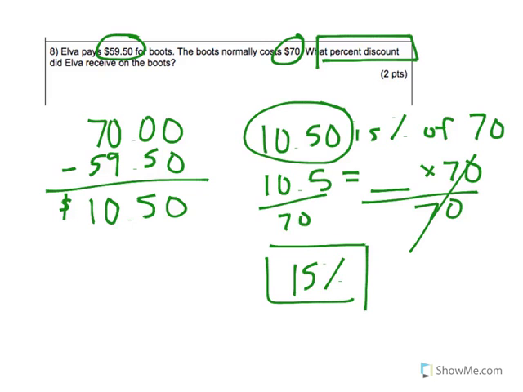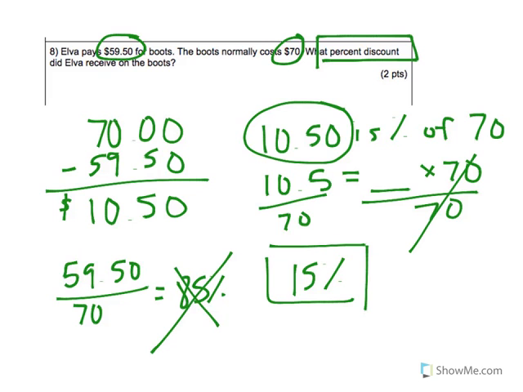The other thing I saw people do was they said, well, I know my part is this, the part that I'm paying. I know the whole value is this, and they just divided, which is fine. But what you get is 0.85 or 85%. The common mistake that was made was this was decided as the answer. So 85% is not the answer because 85% is the percent you paid, which is not what you're looking for. You're looking for the percent that was discounted.